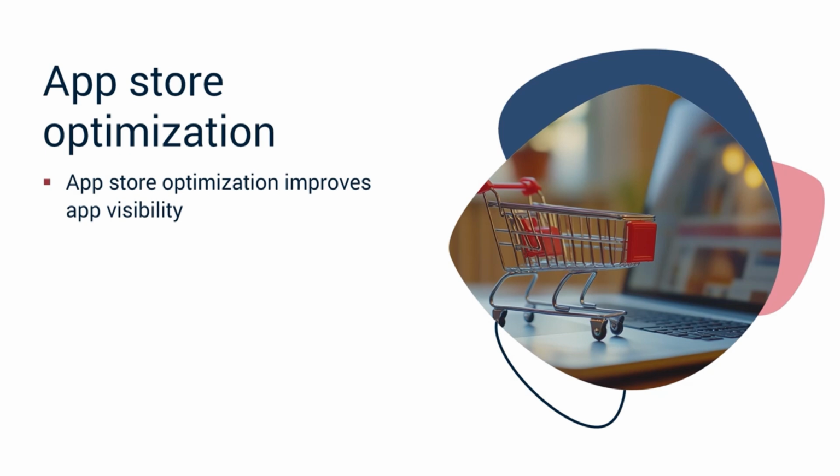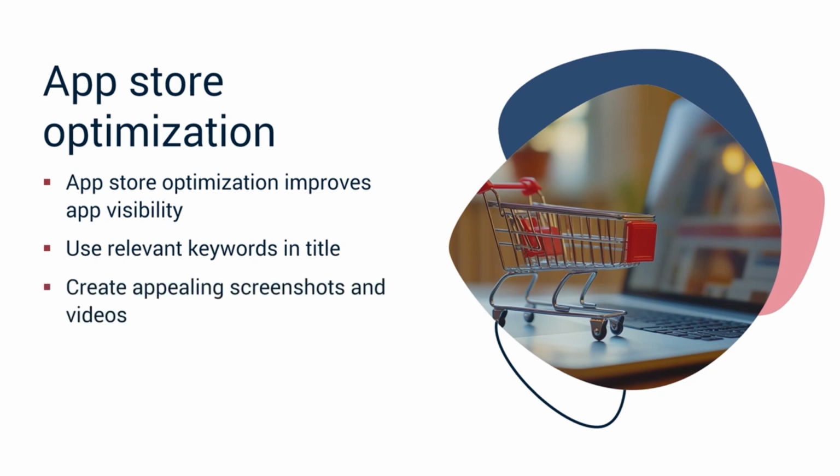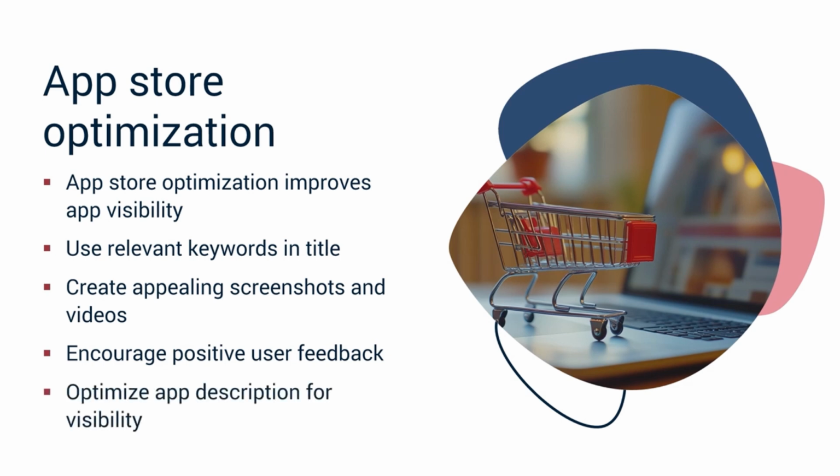Here are some key factors in App Store optimization. Use relevant keywords in the app title and description. Leverage high-quality screenshots and videos to attract users. Encourage users to leave positive feedback through reviews and ratings. While coding the app, optimize the app name and description for search engines.